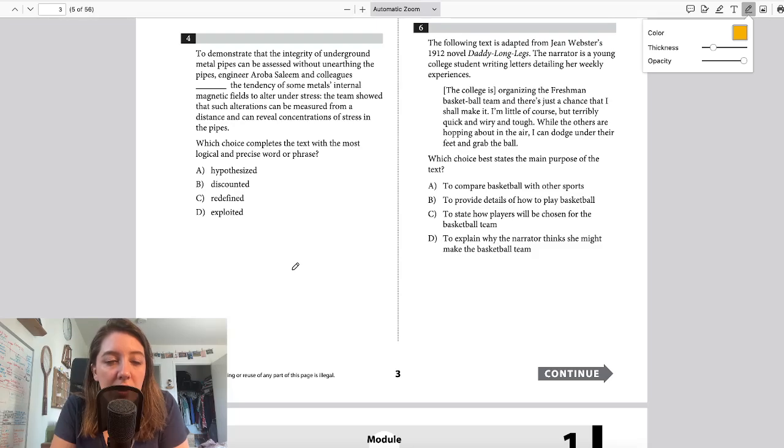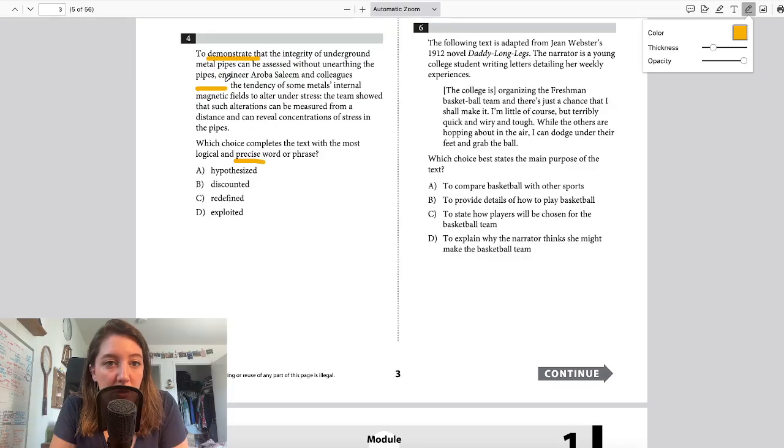So for number 4, this one is another precision vocab type question with a little more straightforward language down here. So let's just jump straight into the section of the text. It says, to demonstrate that the integrity of underground metal pipes can be assessed without unearthing the pipes, engineer Aroba Salim and colleagues blank the tendency of some metals' internal magnetic fields to alter under stress. The team showed that such alterations can be measured from a distance and can reveal concentrations of stress in the pipes. Okay, so we know that what they're going to do is demonstrate something.